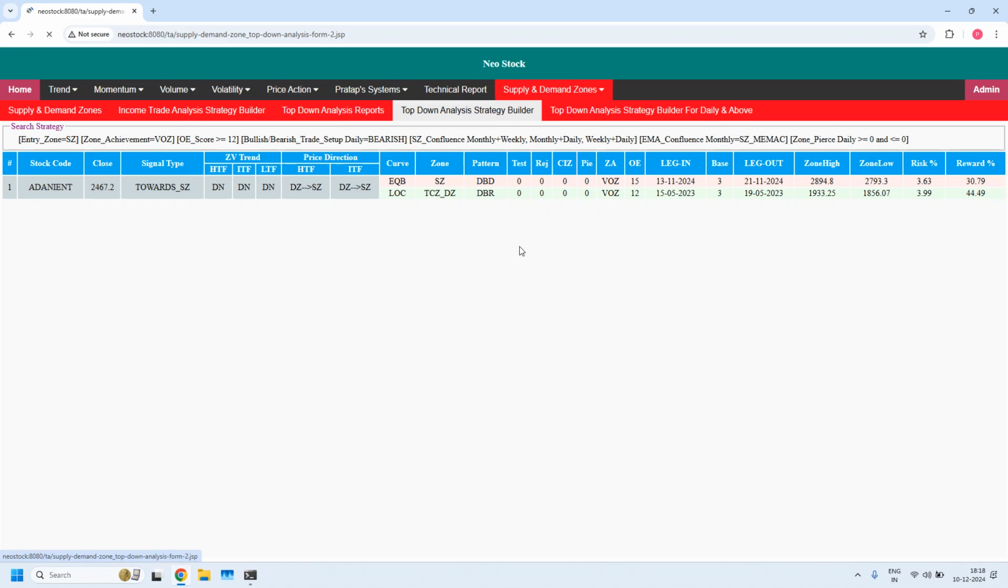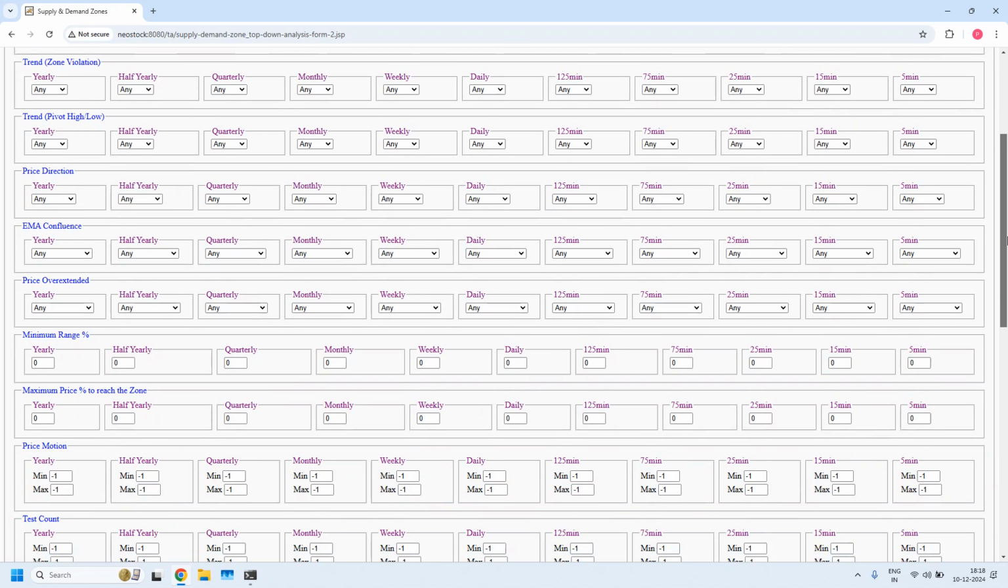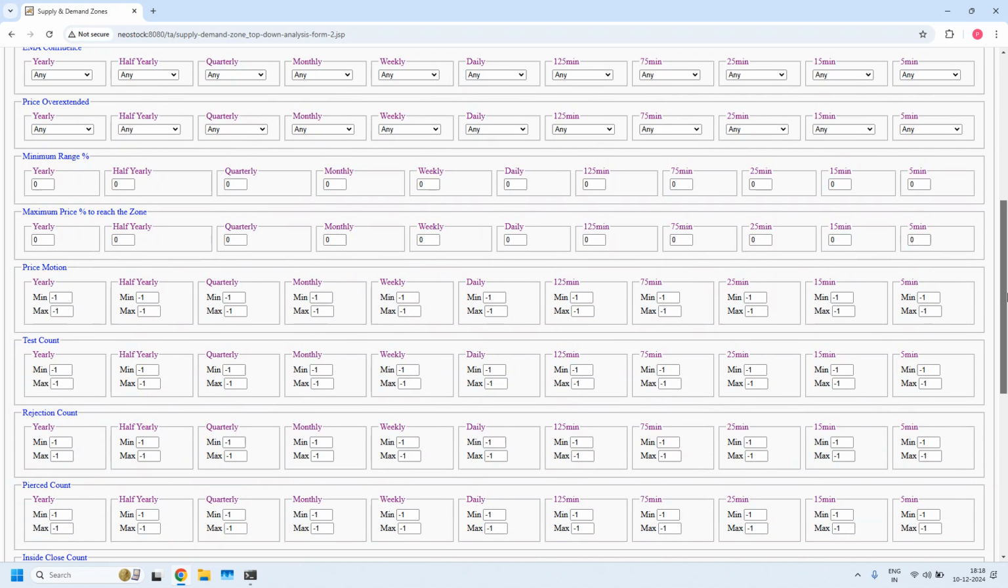Next, bullish trade setup for weekly income trade. Weekly income trade entry time frame 75 minutes, entry zone demand zone. Bullish or bearish trade setup at entry time frame 75 minutes. I am selecting bullish. This 75 minutes demand zone should not be pierced. So in the pierced count, sorry for the mistake, the entry time frame 75 minutes, I am selecting minimum value 0, maximum value 0.